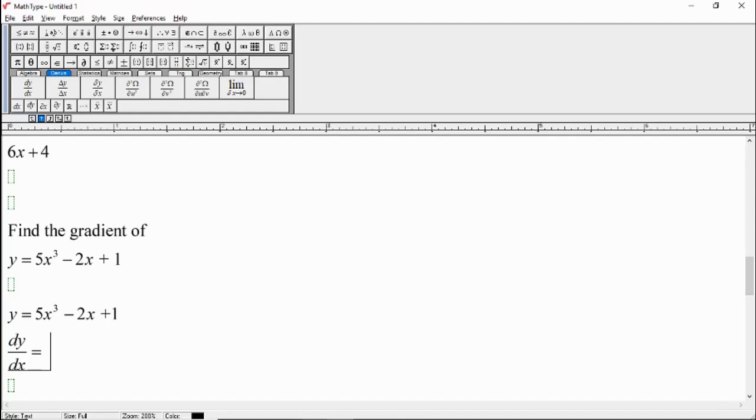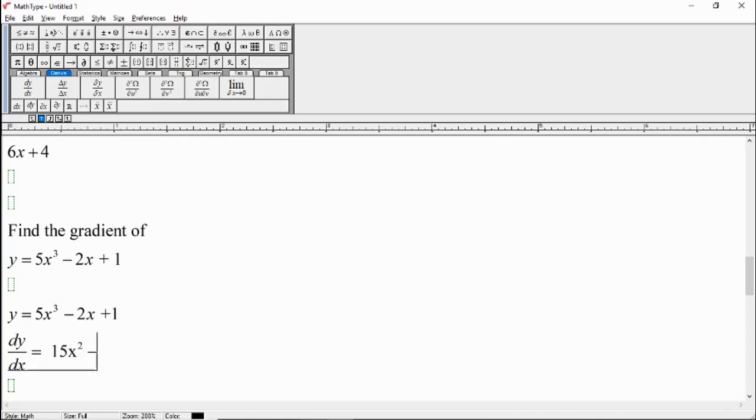So let's deal with 5x to the power of 3. 5 multiplied by 3, because 3 is the power, you get 15. And then you subtract the power, 3 by 1, which is 2. So it'll be 15x squared, or 15x to the power of 2. Deal with the second term, minus 2x, differentiated.